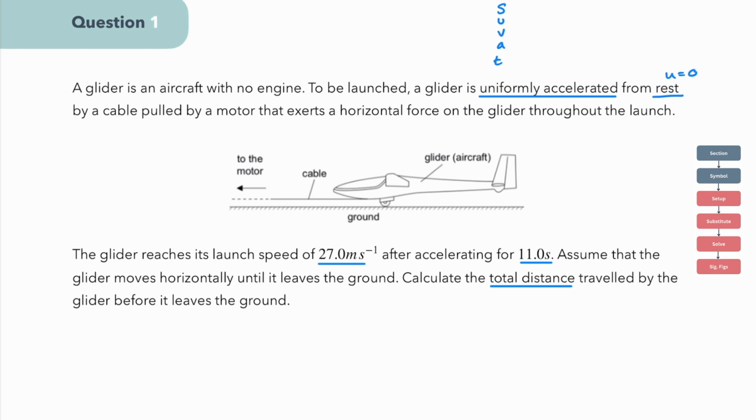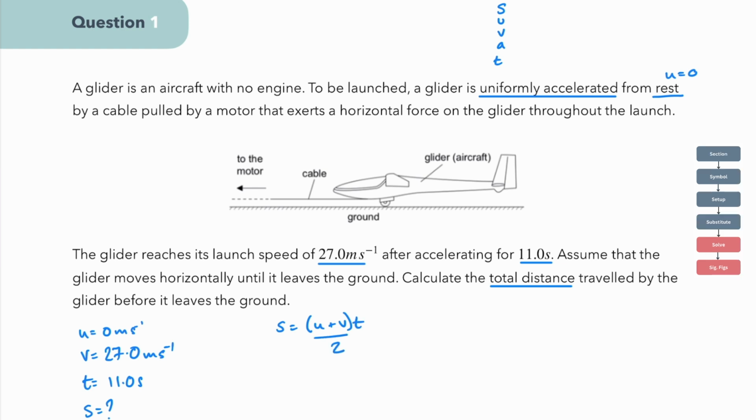Then it's symbol. Write down the data given with the associated symbols. We know that u is equal to 0 metres per second. We know that v is equal to 27, time is equal to 11 seconds. We also want to calculate what s is. Okay, so we head then to set up the correct equation. Which equation in our data booklet involves these quantities? Well, the equation we're looking for is s equals (u plus v) t over 2.